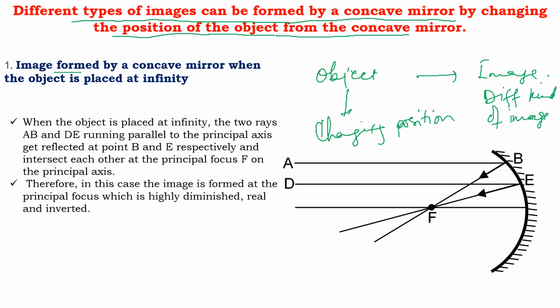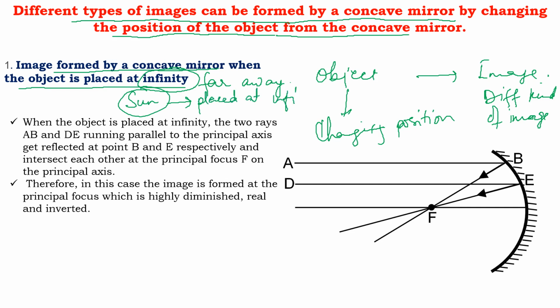So, image formed by a concave mirror when the object is placed at infinity. Infinity means far away. Which object is placed at infinity? Sun rays. The Sun is considered as being placed at infinity because it is very far, isn't it? So, what will happen then?